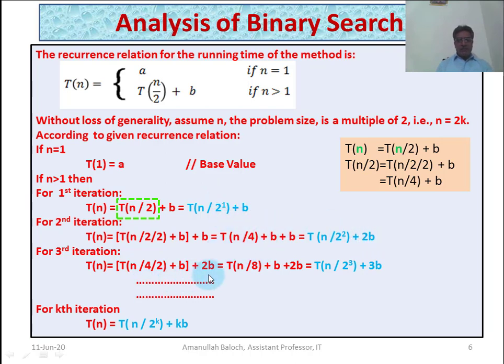So if we reach the kth iteration, then we can write T of n is equal to T of n divided by 2 to the power k, because it is the kth iteration, the power of 2 will be k, and the coefficient of b will be k. If it is the third iteration, the power of 2 is 3 and the coefficient of b is also 3. If it is the kth iteration, the power of 2 is k and the coefficient of b is k.